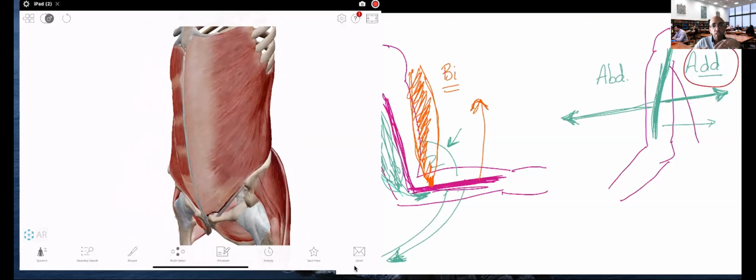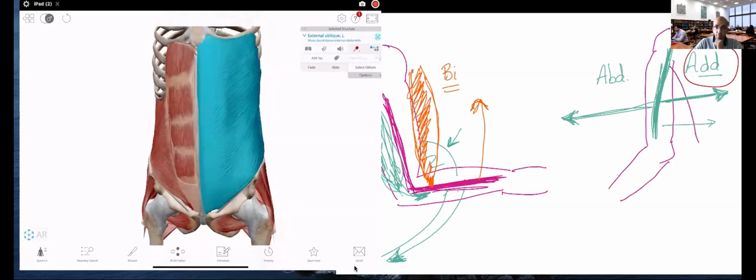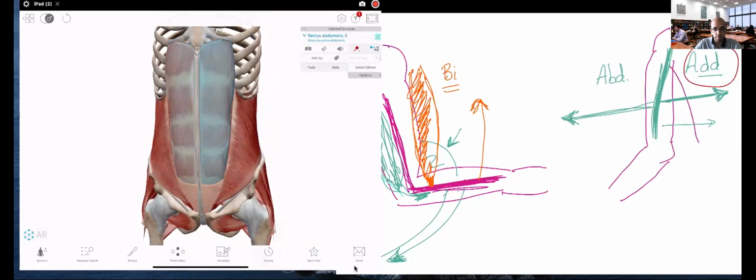Allows flexion and rotation of the spine. What did we see underneath? On the same level as the internal oblique muscle, we've seen the straight muscle of the abdomen, the rectus abdominis.